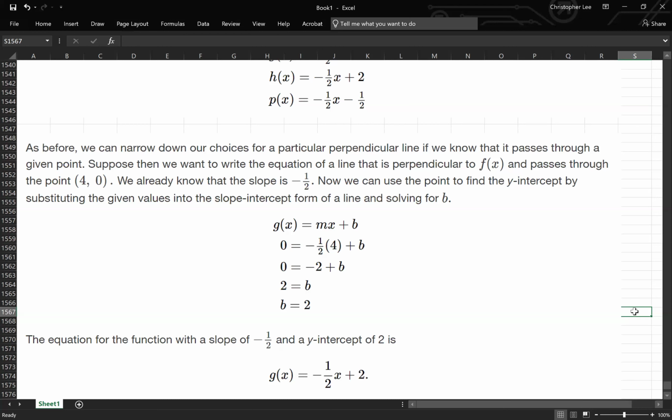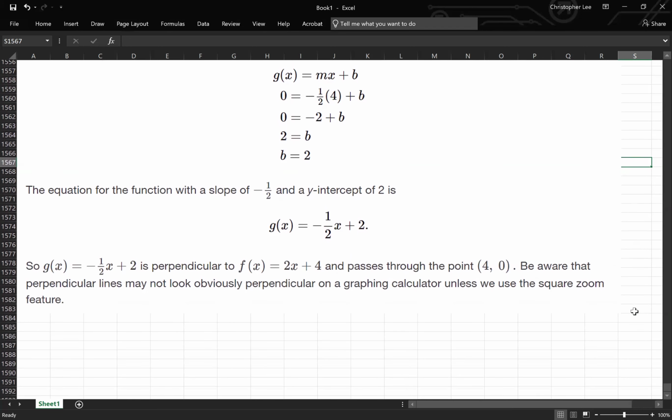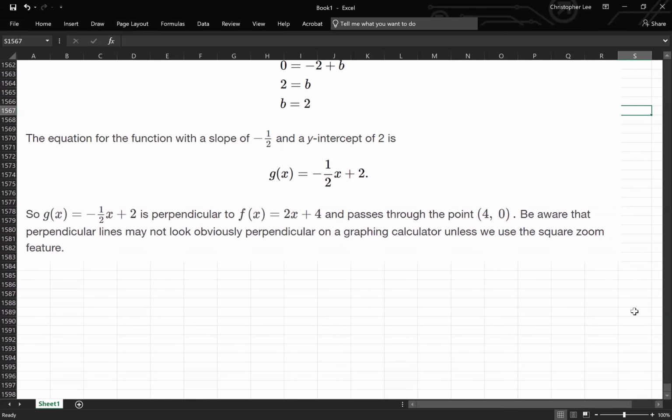Cool. The equation of the function with the slope of negative 1 over 2 and a y-intercept of 2 will be g of x is equal to negative 1 half x plus 2. So g of x is equal to negative 1 half x plus 2 is perpendicular to f of x equals 2x plus 4 and passes through the point 4 comma 0. Be aware that perpendicular lines may not look obviously perpendicular on a graphing calculator unless there's a square zoom feature. Square zoom.